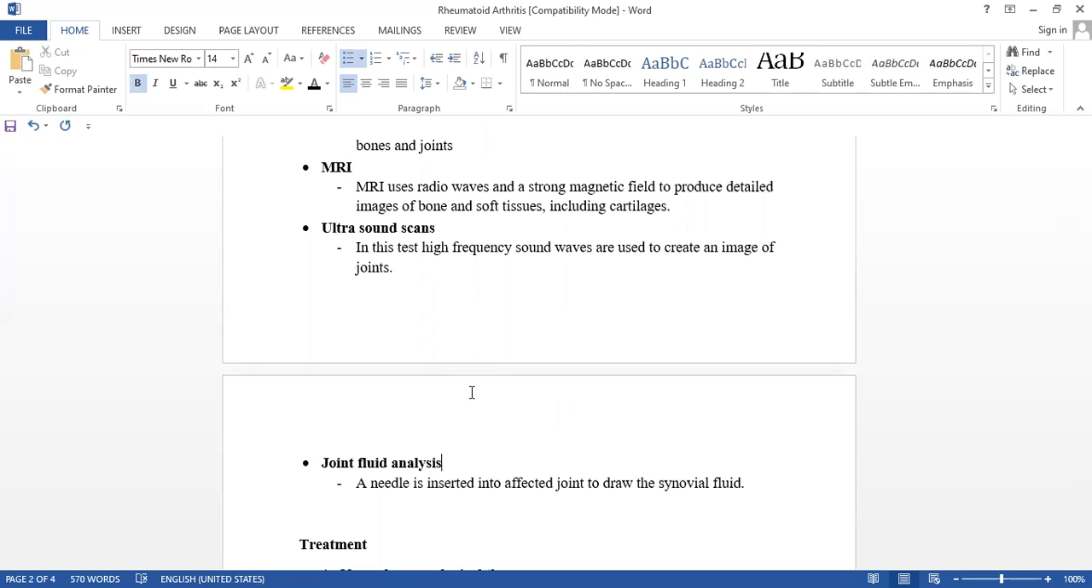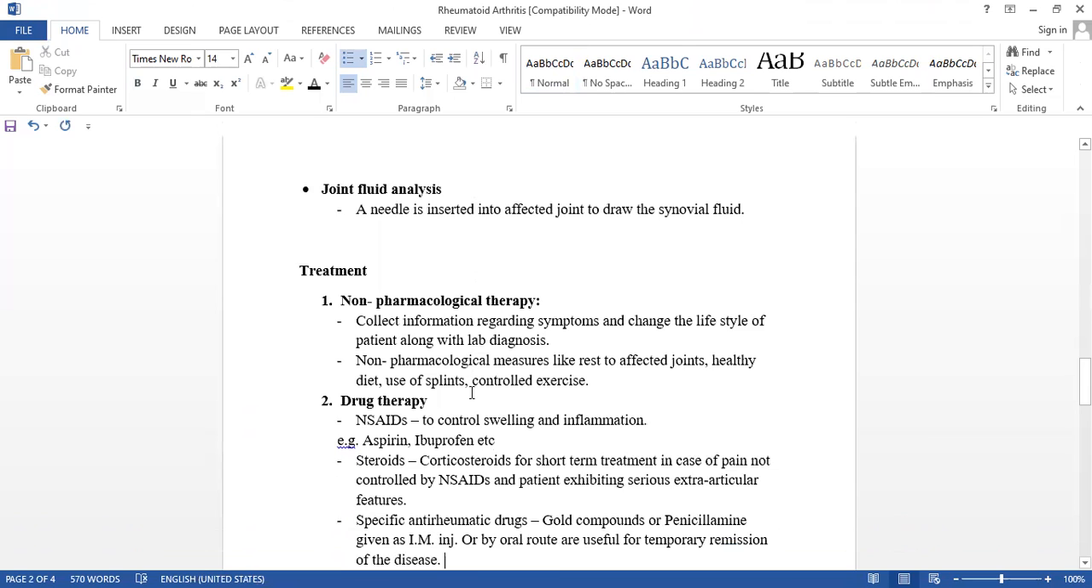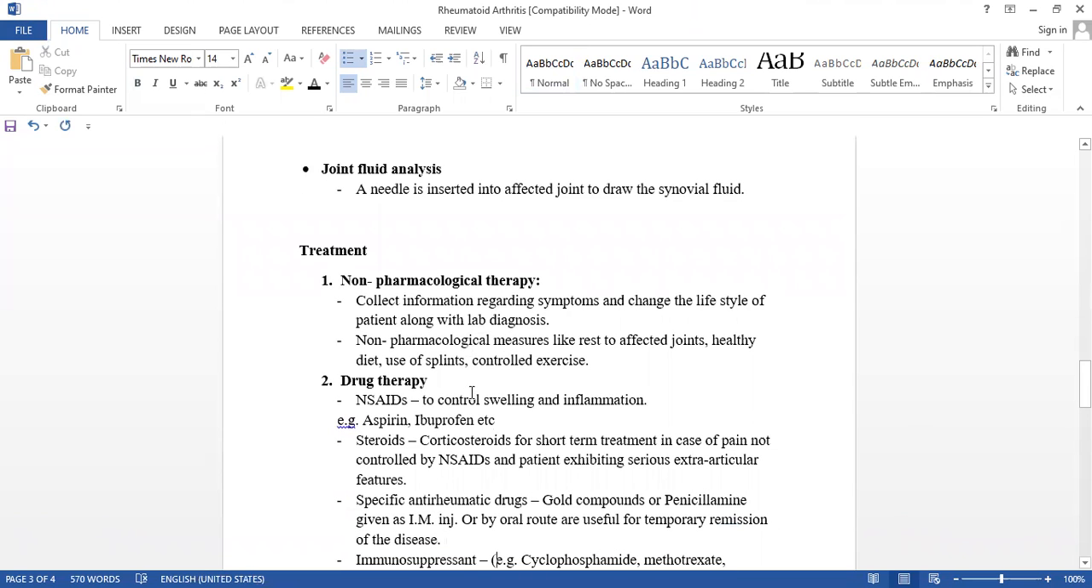Now treatment. Actually, there is no cure, but with the help of physiotherapy and medications we can slow the progression of the disease. Non-pharmacological therapy means only the physiotherapy. Lifestyle we have to change.